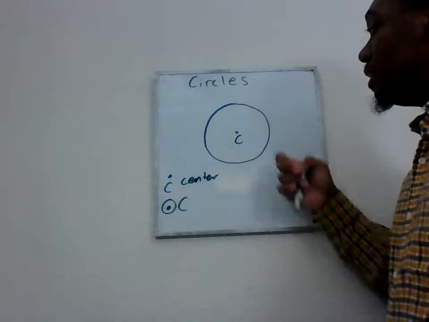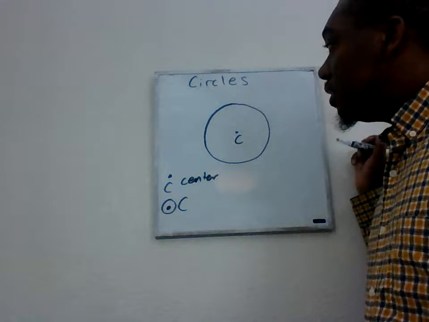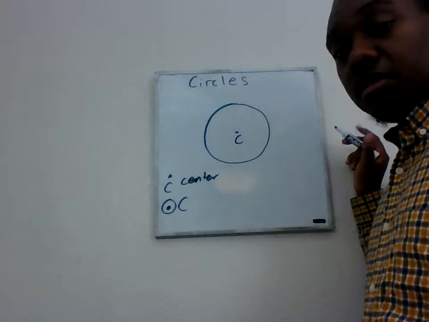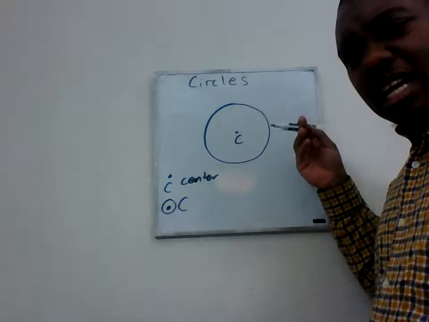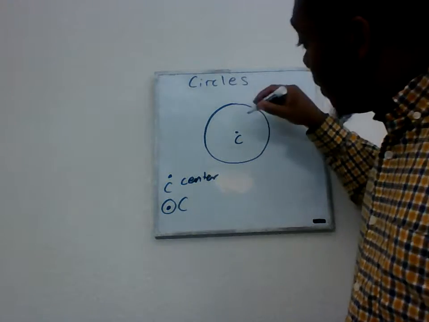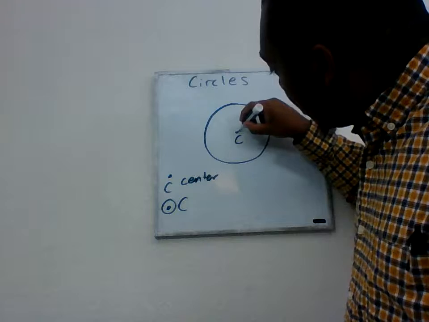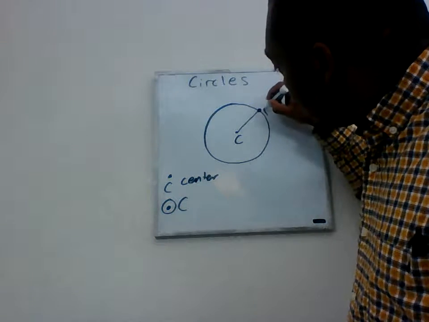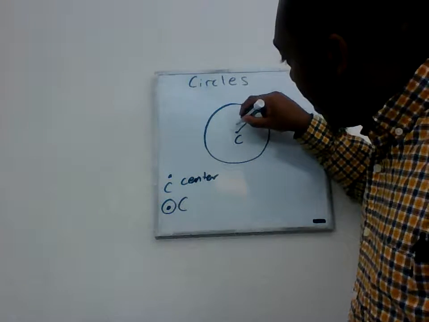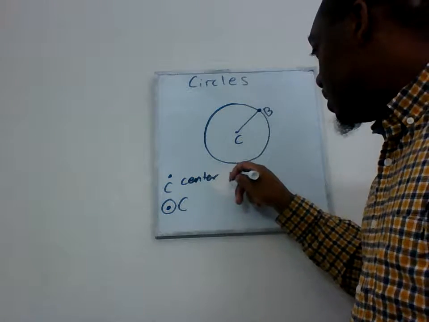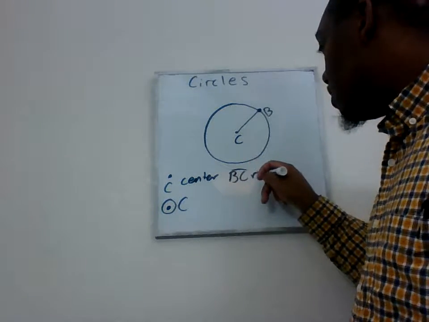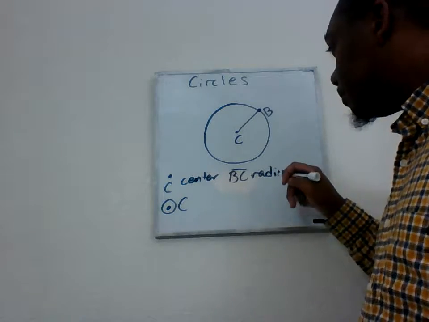All right. So this is our circle. It's a collection of points that are equidistant from one point. Well, what is that distance? That distance from the center to a point on the circle is known as a radius. So this is known as a radius. This would be BC. So BC would be our radius.